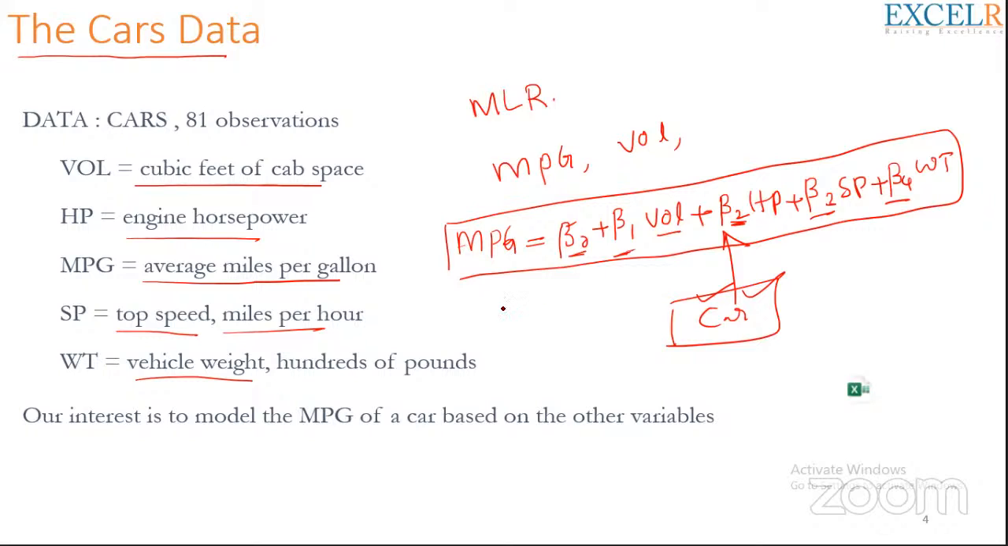We will estimate them using OLS, the ordinary least squares method. Yesterday we discussed the least squares method. Using this, we are going to estimate the betas from the data. I have a data set for this. From this data set, we are going to estimate beta naught, beta 1, beta 2, all these things. Once I know them, I can simply plug in the car's volume, HP, SP, and weight. Then my regression equation is ready, and I can predict for a new car. That is the idea here.